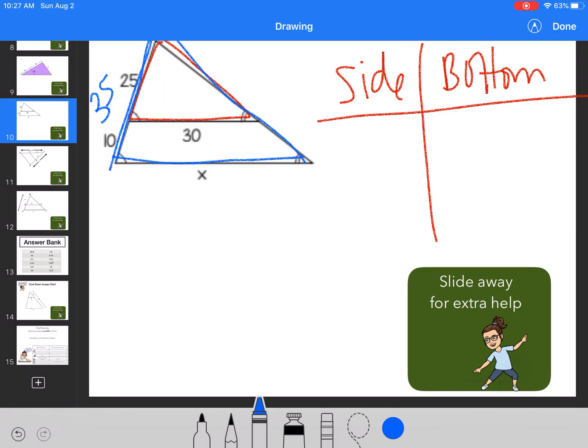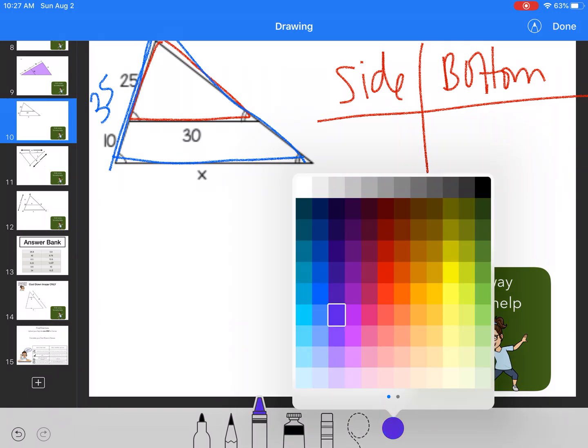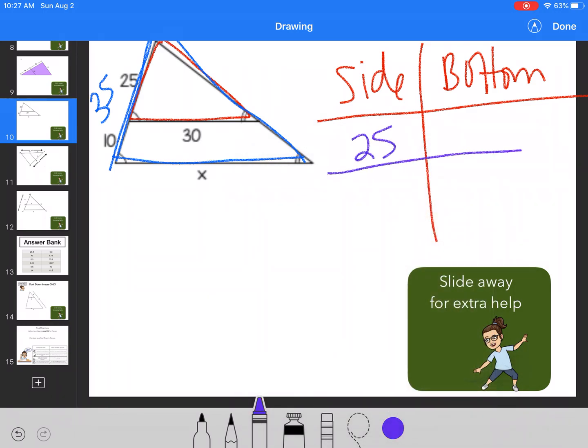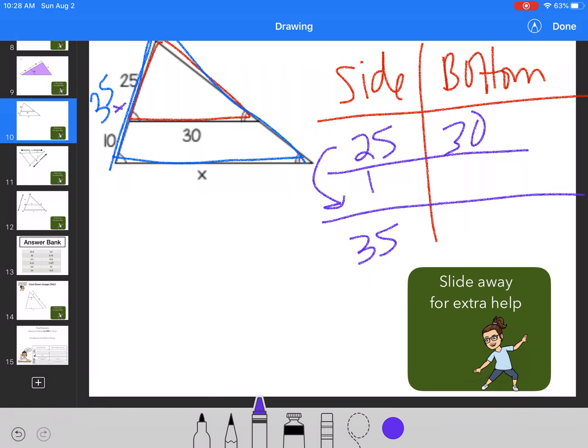So when I go to put it in my table, I have 25, I'm going to go to 1, and then I'm going to go to 35. That 10 is just extra information at this point because I had to add them together to get the full side length. So I also know that I'm going to match 30 because they're both touching the red triangle, and I know this one's going to be x. So I divide by 25. Remember, you don't want to clear your calculator. So 30 divided by 25, I get 1.2.